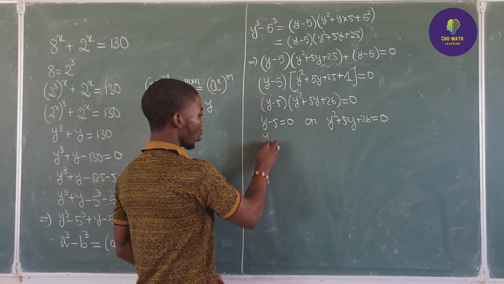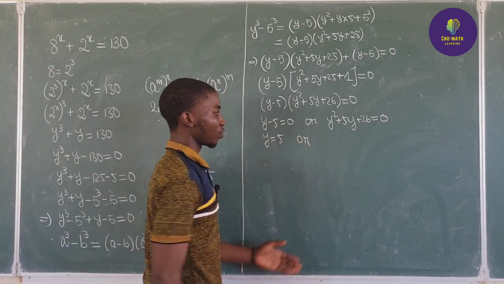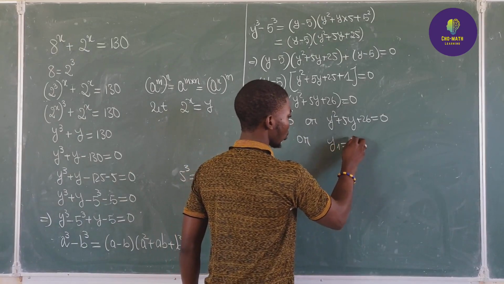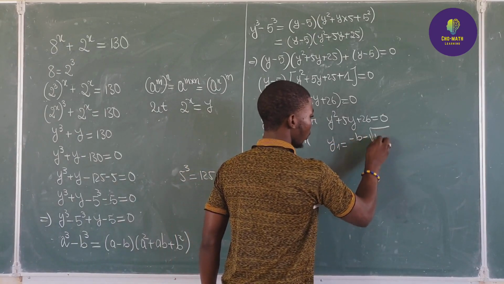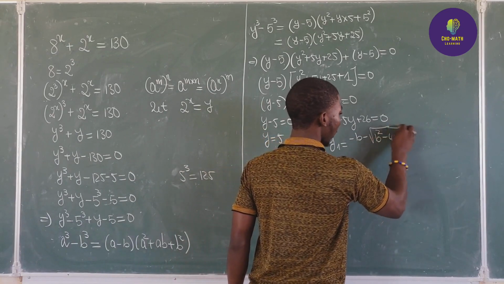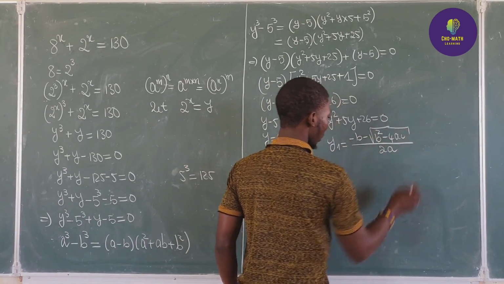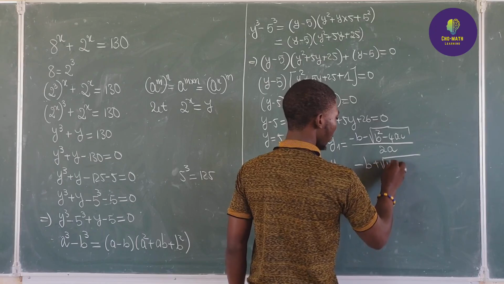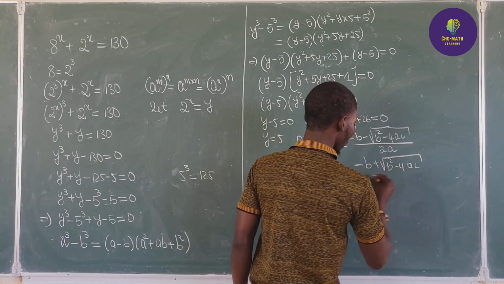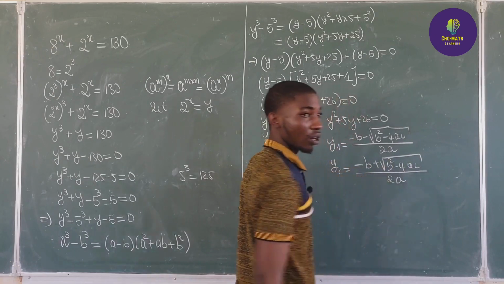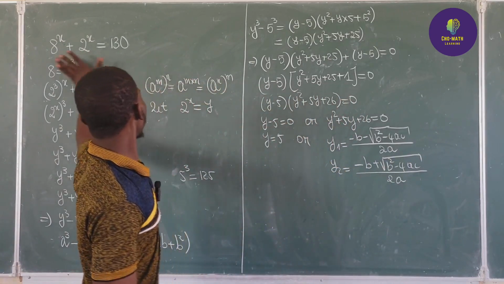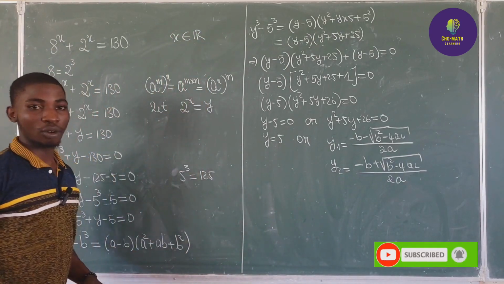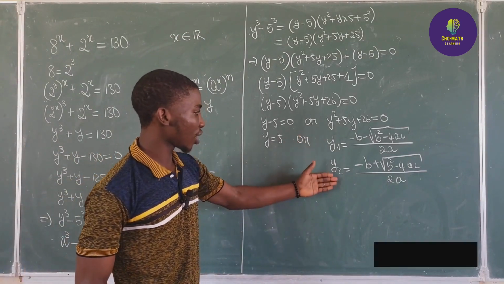At this level, y will be equal to 5, or we have to solve this. We know the quadratic formula. We know that y1 will be equal to (-b - √(b² - 4ac)) / 2a, and y2 will be equal to (-b + √(b² - 4ac)) / 2a. Remember here that for this equation we are solving for x, a real number. We are going to look for the value of y1 and y2 here.